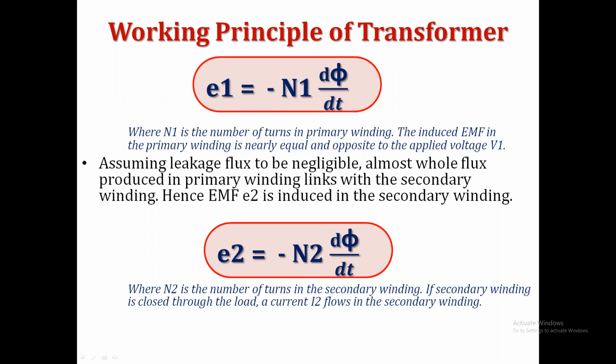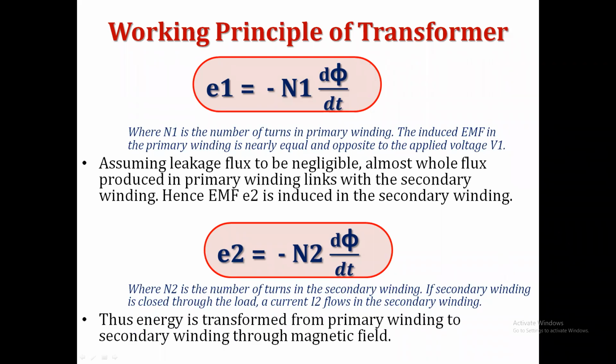Where N2 is the number of turns in the secondary winding. If the secondary winding is closed through the load, the current I2 flows in the secondary winding. Once the EMF is induced in the secondary winding according to Faraday's law, and this winding is connected to the load and closed, a closed path is available, so definitely that electric current circulates in the secondary winding. Get it, my point? Thus, energy is transferred from primary winding to secondary winding through the magnetic field. Is it clear? The working principle of transformer?